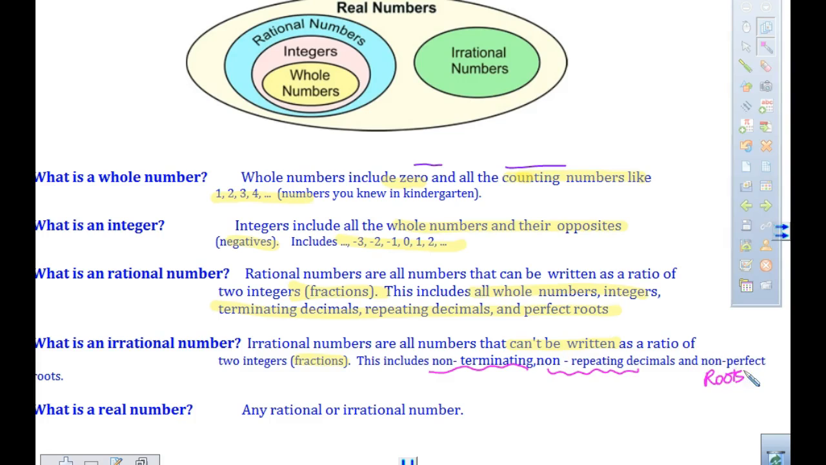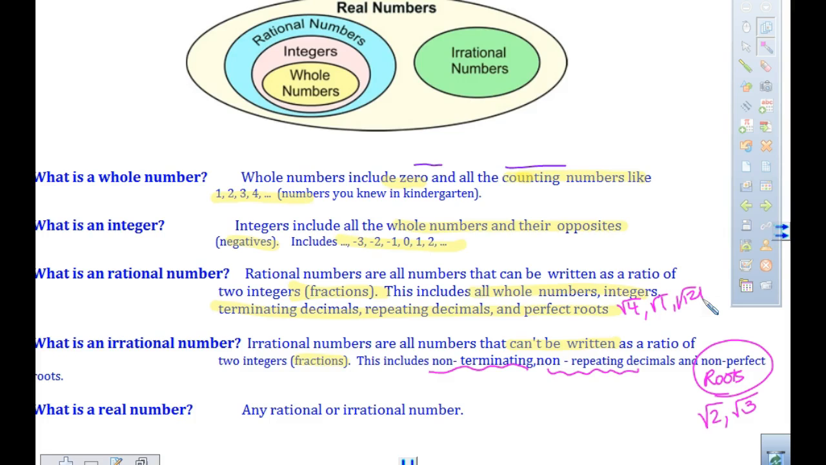What do you mean non-perfect roots? What does this look like? This is like the square root of 2, right? The square root of 3. Perfect roots, square root of 4, square root of 1, square root of 121, right? So thinking about those types of numbers. So tonight's assignment is mostly vocab, okay? And then what's a real number? It's everything, both irrational and rational.